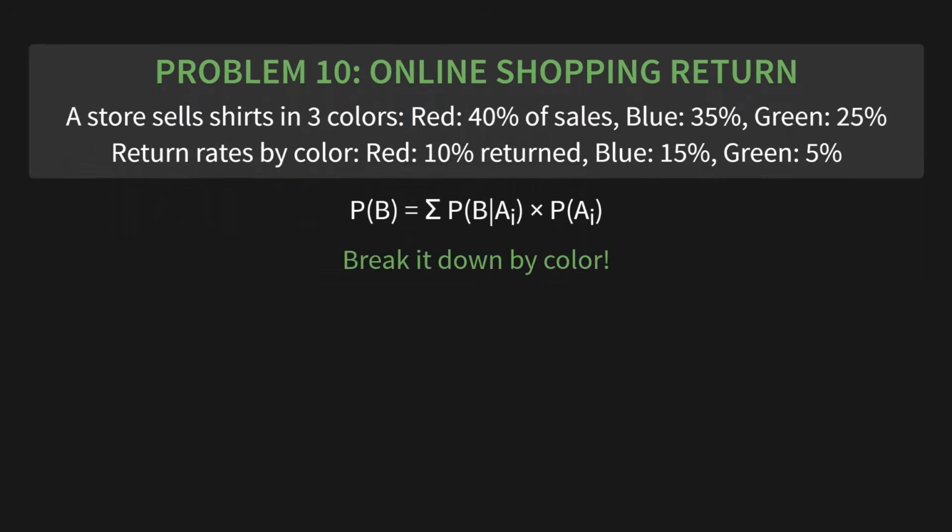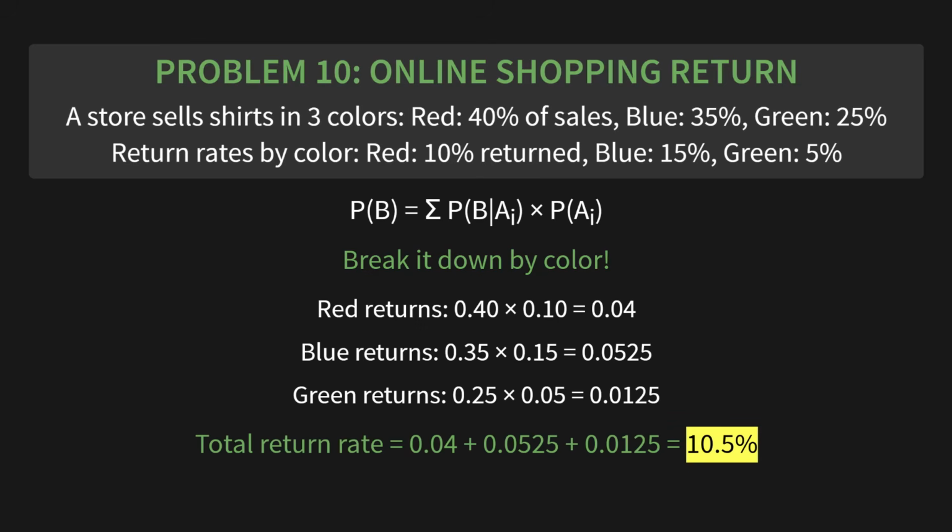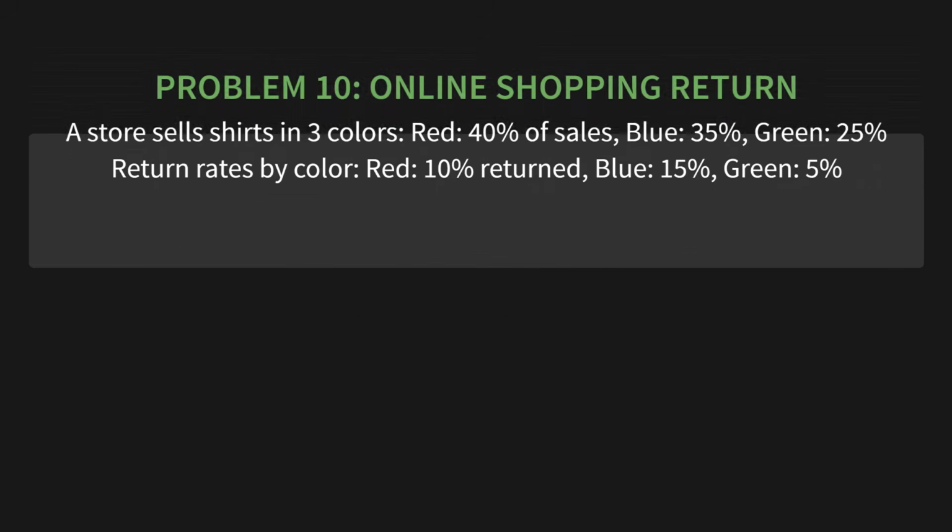This is the law of total probability in action. We need to consider each color's contribution to the total returns. Think about it like this. Red shirts are 40% of sales, and 10% of those get returned. Blue shirts are 35% of sales, but 15% come back. Green shirts are only 25% of sales, and they have the lowest return rate at 5%. When we calculate each color's contribution and add them all up, we get 10.5% overall return rate. Not too bad.